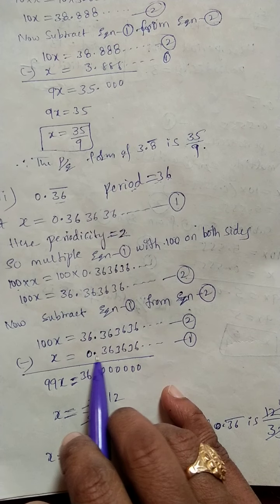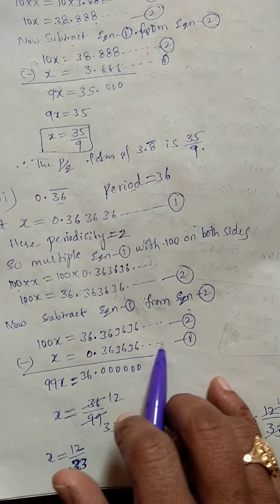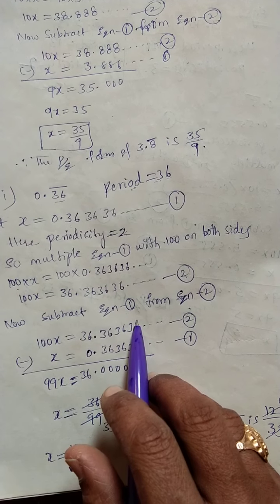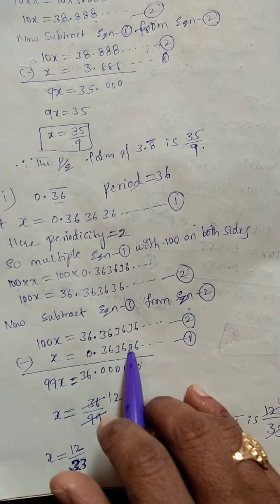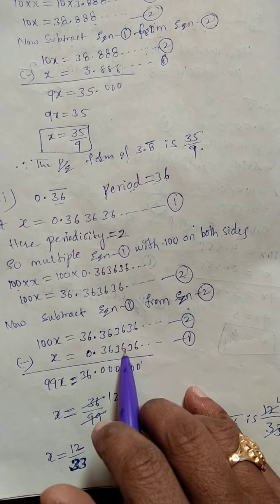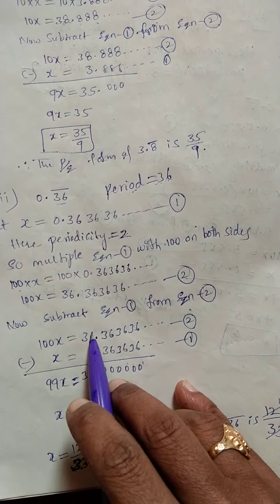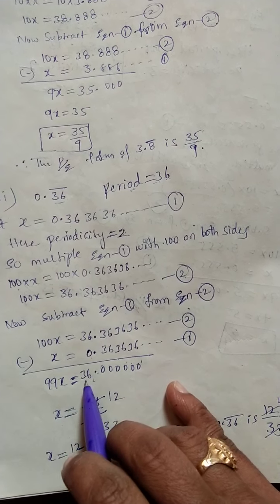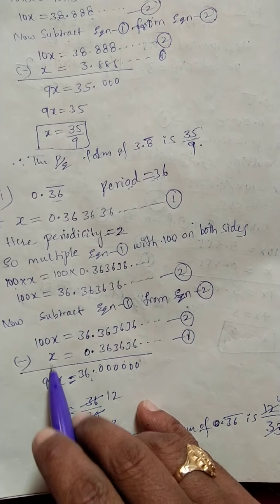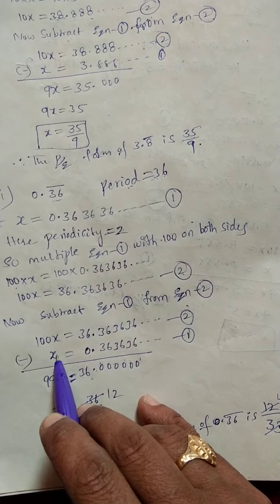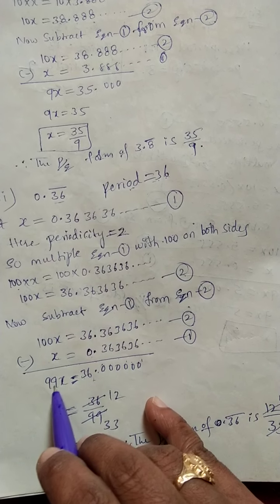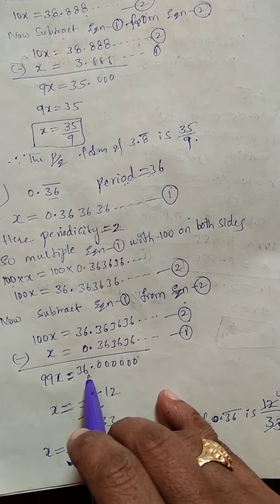x is equal to 0.363636 up to so on. Okay, now 6 minus 6, 0. 3 minus 3, 0. 6 minus 6, 0. Up to, like that all zeros will come. Decimal point. Next 6 minus 0, 6. 3, 6, 3 as it is. So here 100x minus x. If you subtract 1 from 100, you will get 99. 99x is equal to 36.